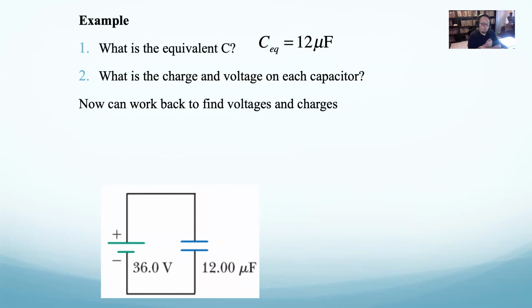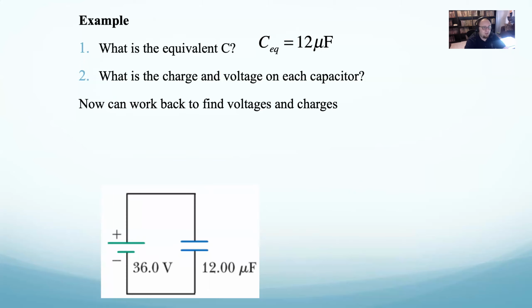Now, I asked for 2 things, that and the voltage and charge on each capacitor. Now that we have a simple circuit, that's always what you want to go to. You want to go to a simple circuit with 1 capacitor and a battery. Once you have that, and if you have multiple batteries, this isn't really going to work. If you have multiple batteries, you're going to have to do something we're not going to cover until next chapter. But now that I have it down to 1 capacitor and 1 battery, I can say, okay, what's the voltage and charge on each one?